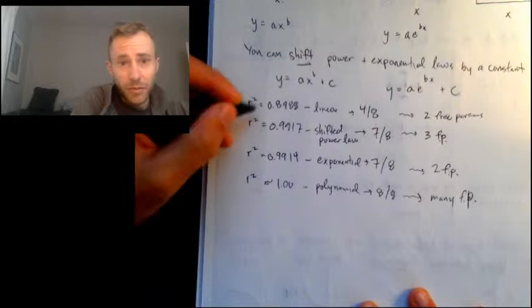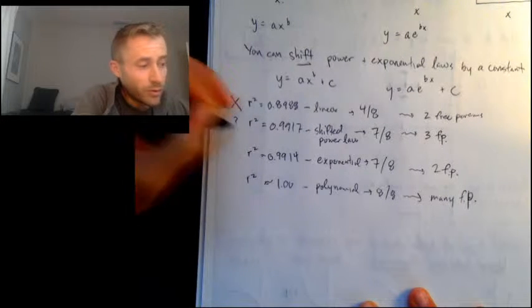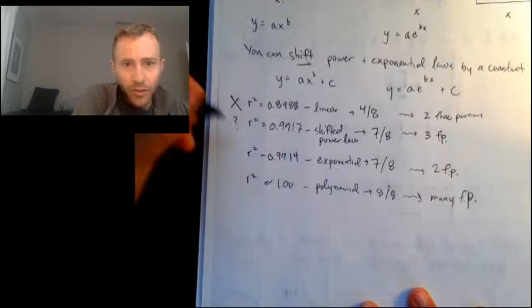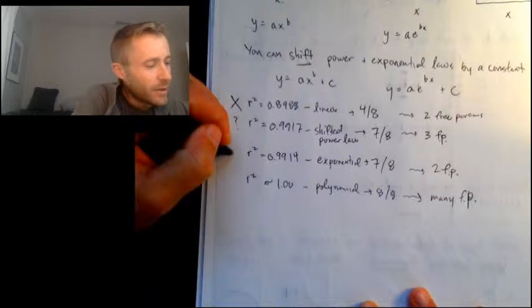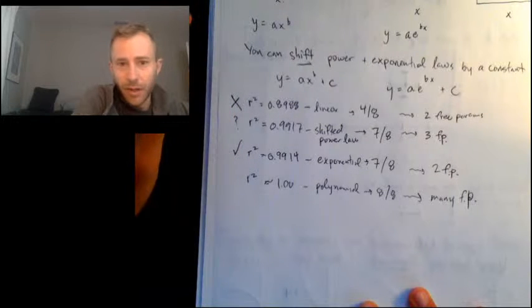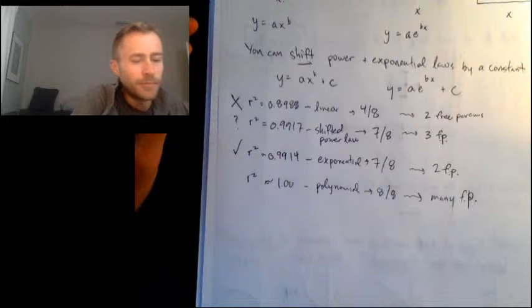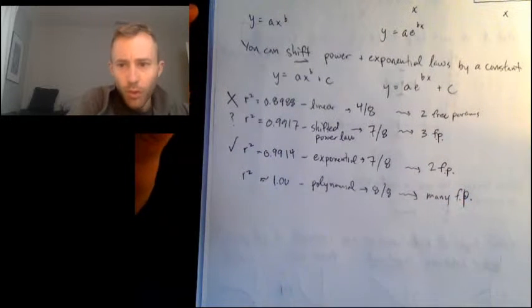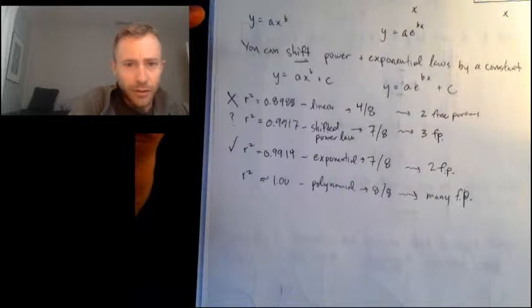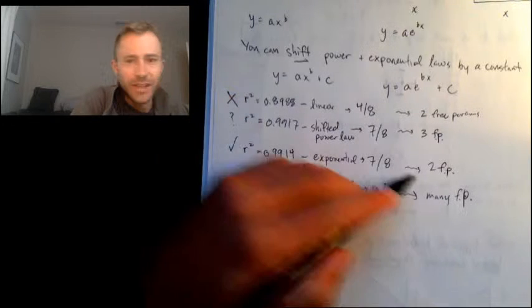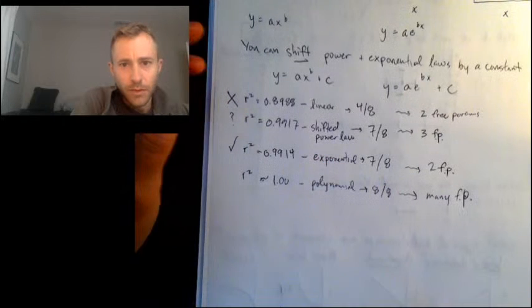It could be a shifted power law. So I'll just put a question mark there. But I would say more likely it is the exponential model, just because that is a simpler model.